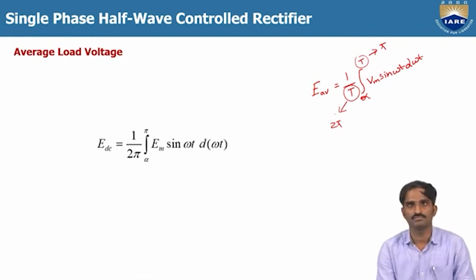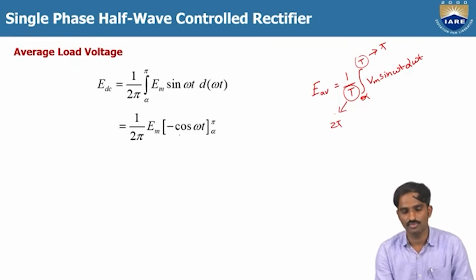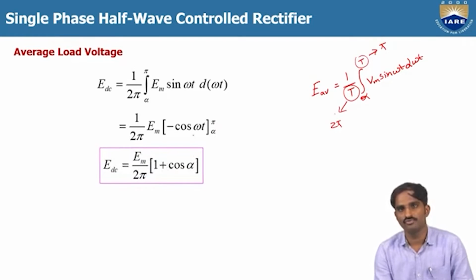The same equation: the E DC, because the output voltage is DC, is equal to 1 by 2 pi integral alpha to pi, because the output voltage that we get is from alpha to pi only. So alpha to pi Em sin omega t into d omega t. Then apply the integral to sin omega t, then apply the limits. The integral of sin omega t is minus cos omega t, and then you substitute the limits from alpha to pi. Then you will get E DC is equal to Em by 2 pi into 1 plus cos alpha.